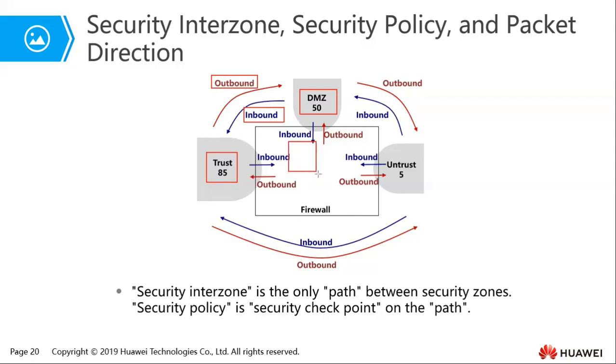So of course, also inside the firewall, we have the local zone, and we know the local zone has a security level value of 100. So that's why we're saying when we move from 85 to 100, that is called inbound, from low to high. When we move from high to low, that is outbound.